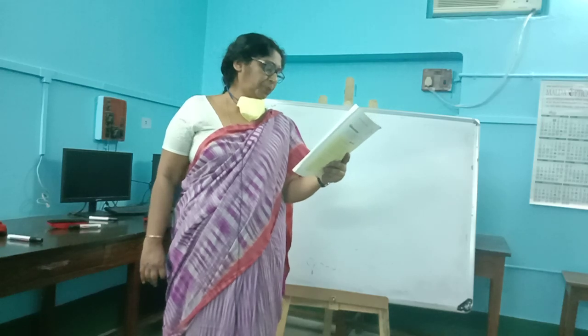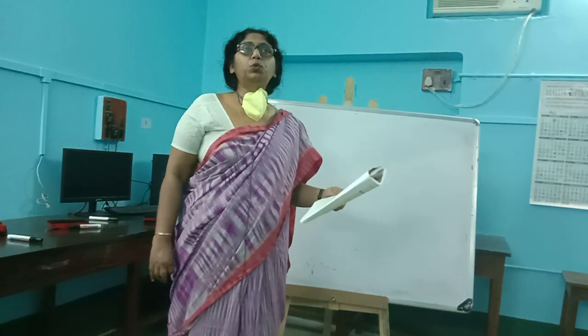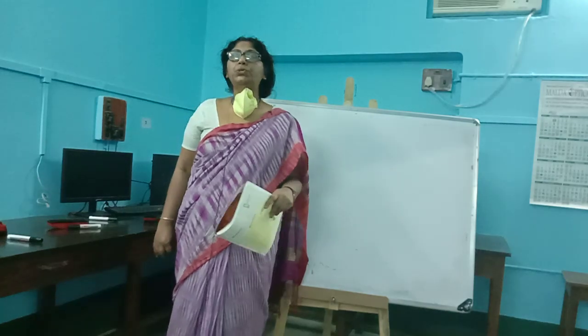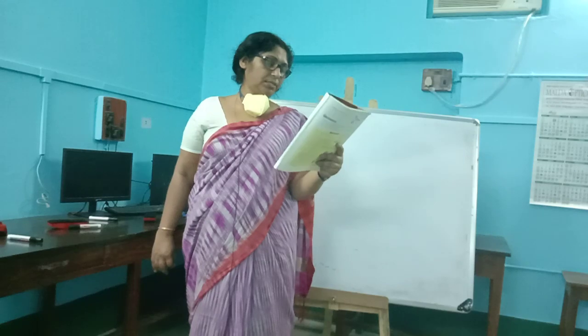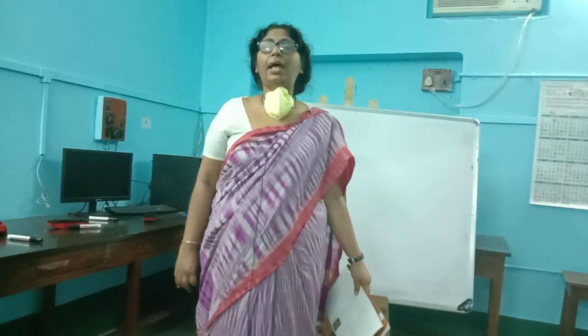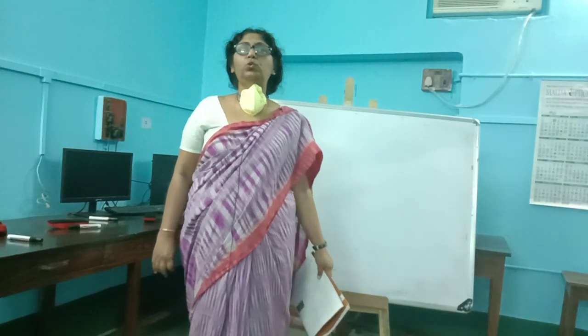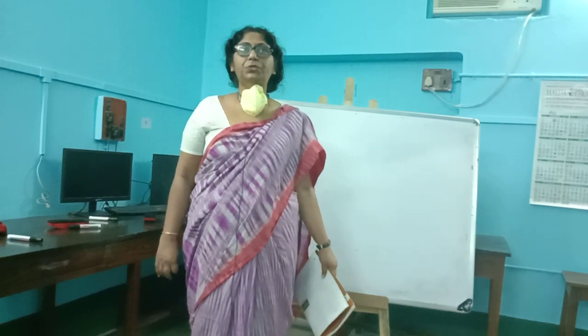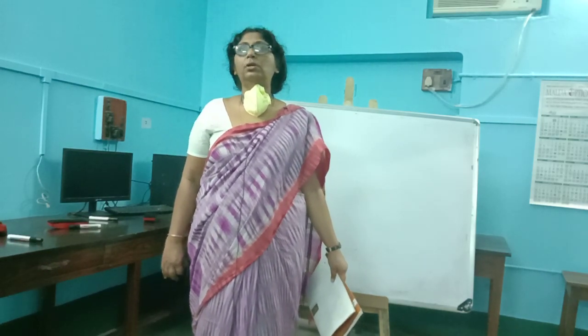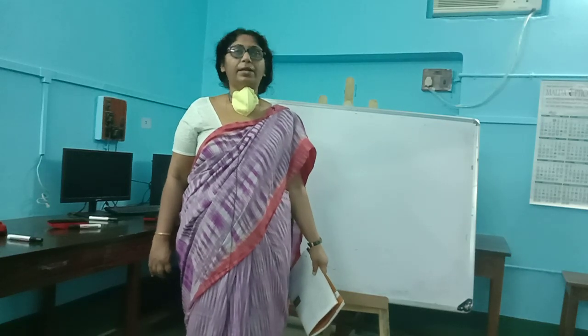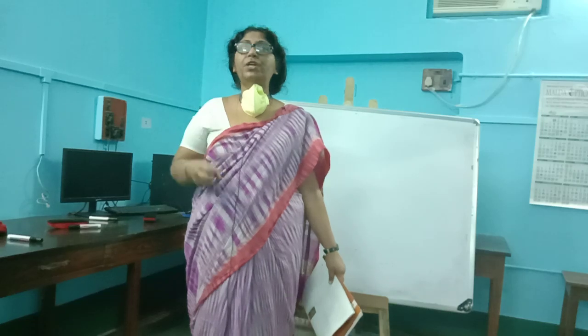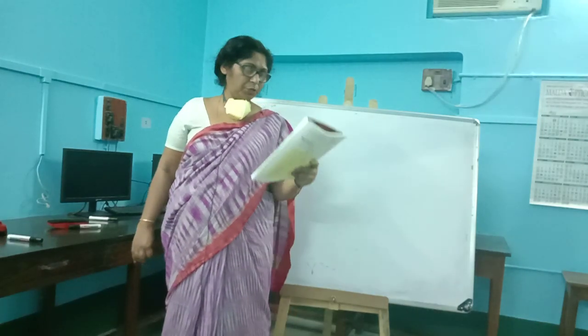First one, how is the food produced in the leaves? How is the food produced in the leaves transported to the different parts of the plant? There you have to write about the transpirational pull, how the water moves up, which is already given in the previous video.